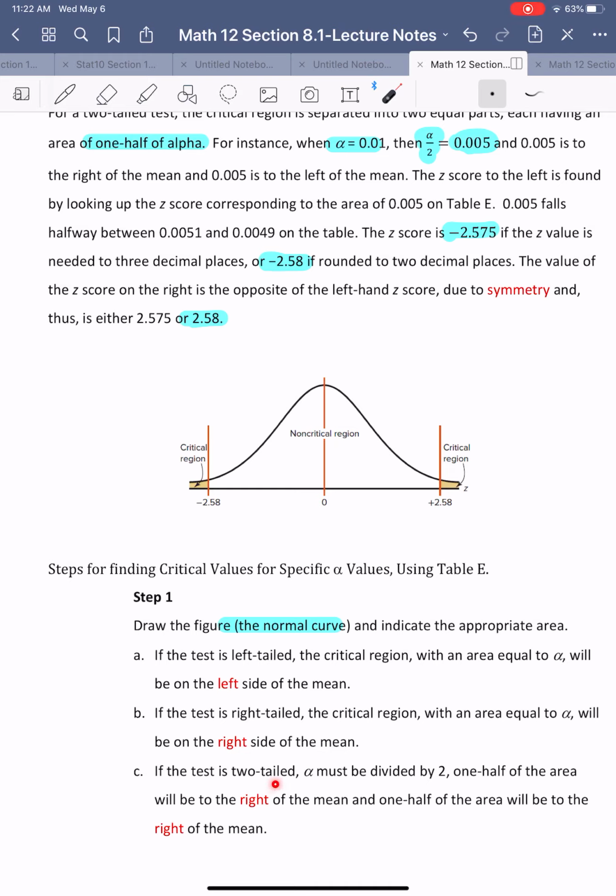And if the test is two tail, alpha must be divided by 2, and then 1/2 of the area will be on the right of the mean, and 1/2 of the area will be on the left. One should be the left, one should be the right. Okay, sorry about that. It has to be the left of the mean and the right of the mean. So there's a typo.